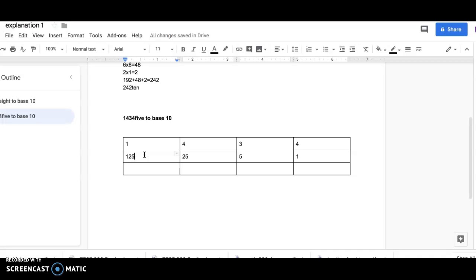Then we are going to multiply by 5 to find the next place value. So 1 times 5 is going to give you this 5. 5 times 5 is going to give you this 25. And then 25 times 5 is going to give you this 125. And that is another way you can solve the place values.